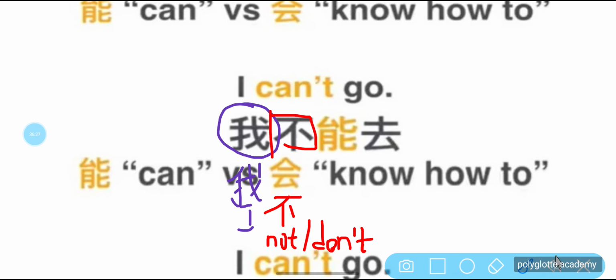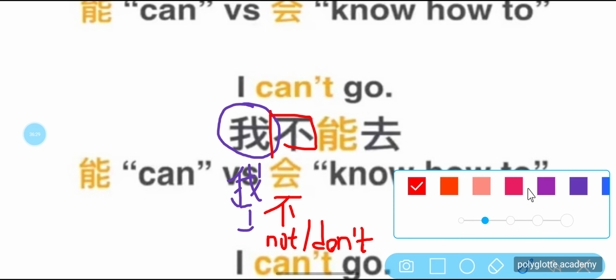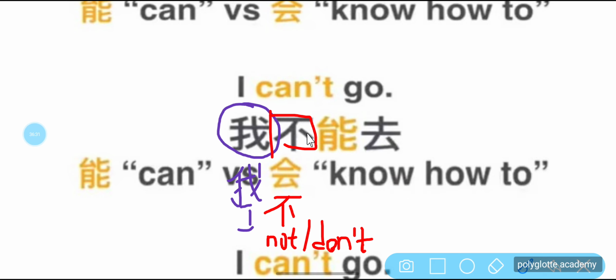So that's it. And then the next character, which is nung, in this case, we have changed the character from hui to nung because we want to see the difference. This one is expressing possibility, permission. Am I permitted to go out? Is it possible that I go out? So nung here indicates a possibility.